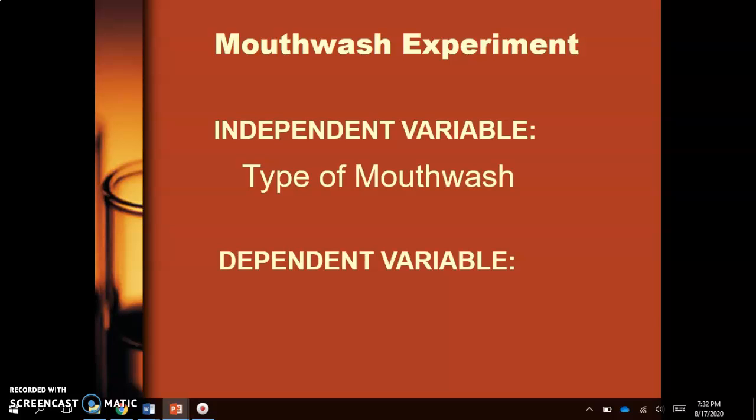The dependent variable, again, is what changes as a result of the change in the independent variable. So it's what we measure. So the dependent variable here is going to be the amount of bacteria killed. All right, do we see how this works? The dependent variable is the amount of bacteria killed. So the amount of bacteria that are killed depends on the type of mouthwash that's been applied to the bacteria. Okay, the dependent depends on the independent, and the independent is what we manipulate.